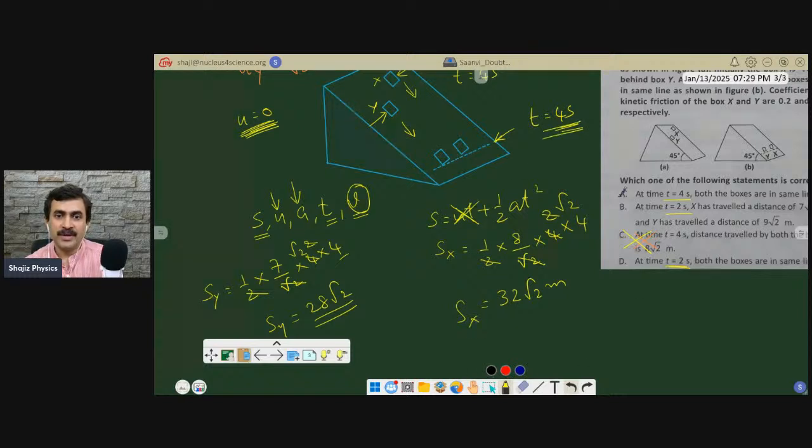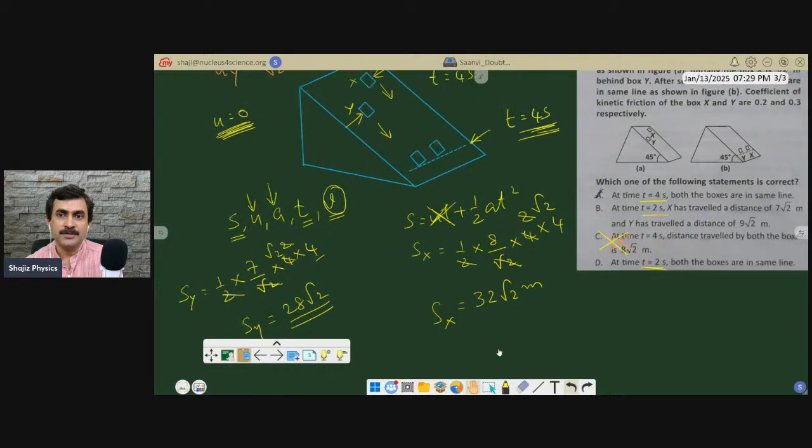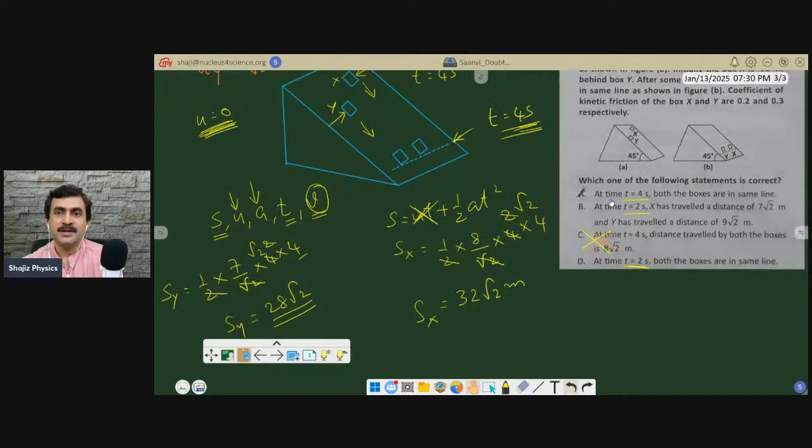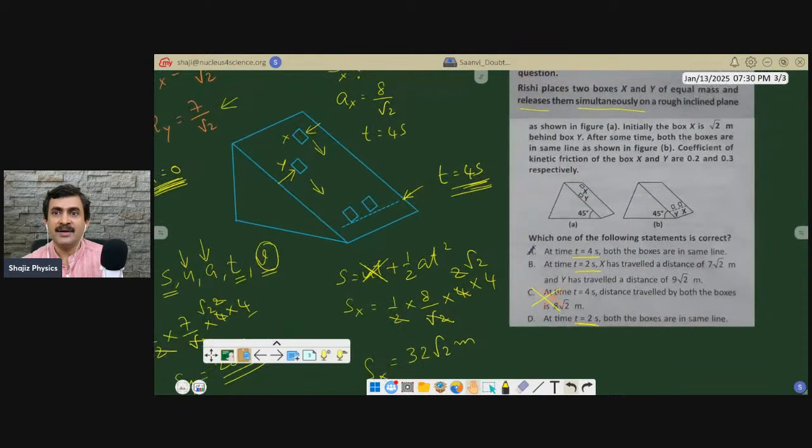Now we can look back into the options. First option, what is the option? At time t equal to 4 seconds, both the boxes are in the same line. See, you think about it. If after 4 seconds both x and y are at the same line, what should be the difference in their displacements? Here it is clearly given in the question that initially box x is root 2 meter behind box y.